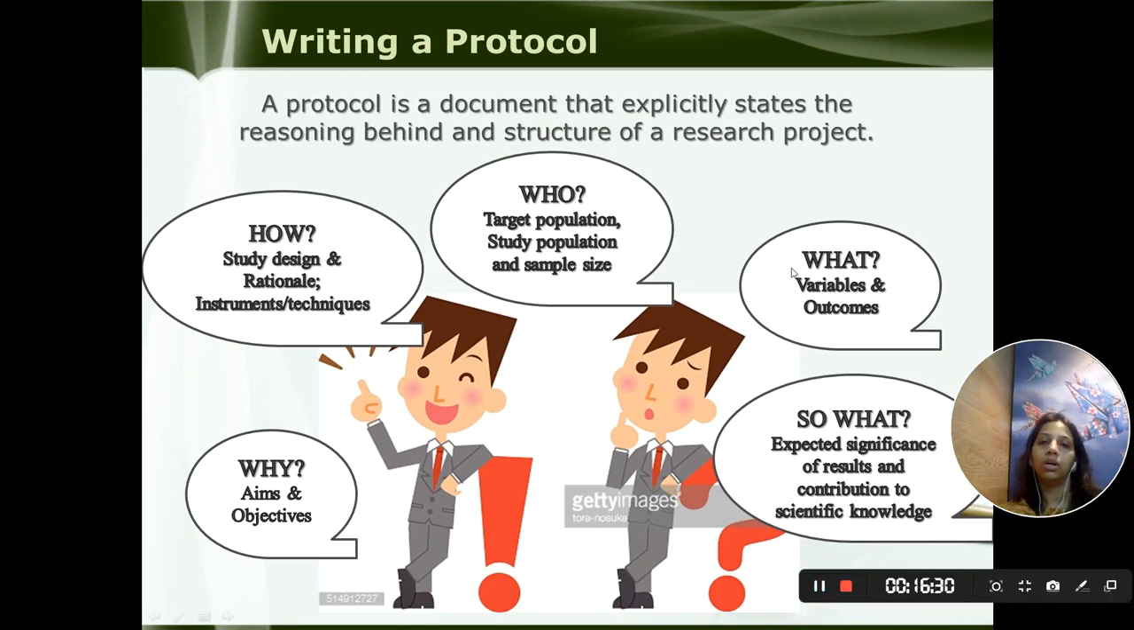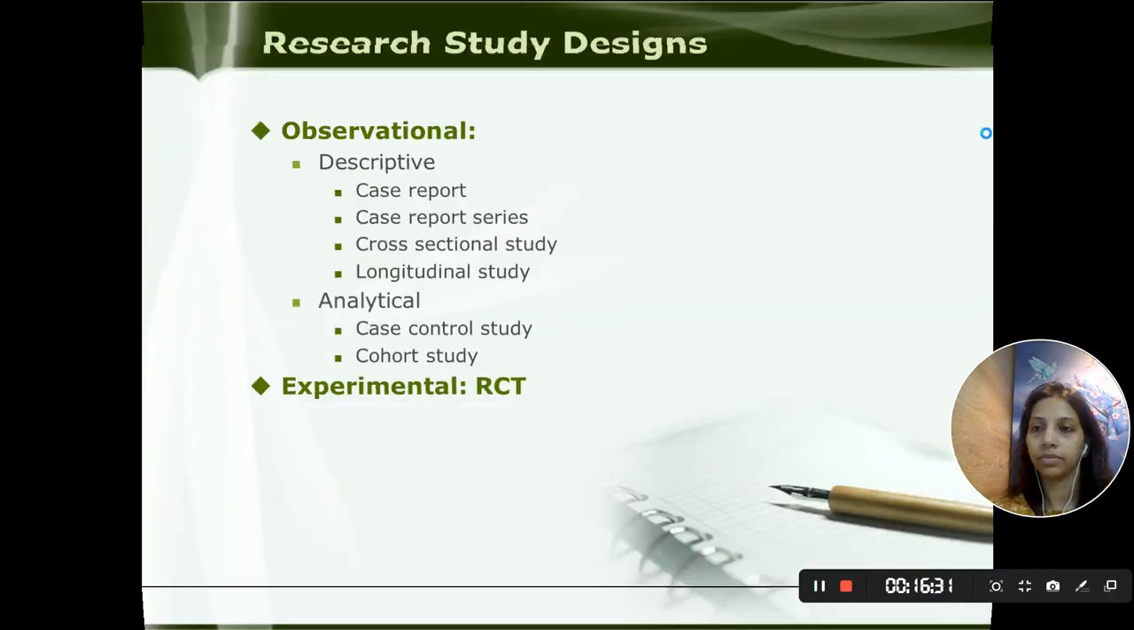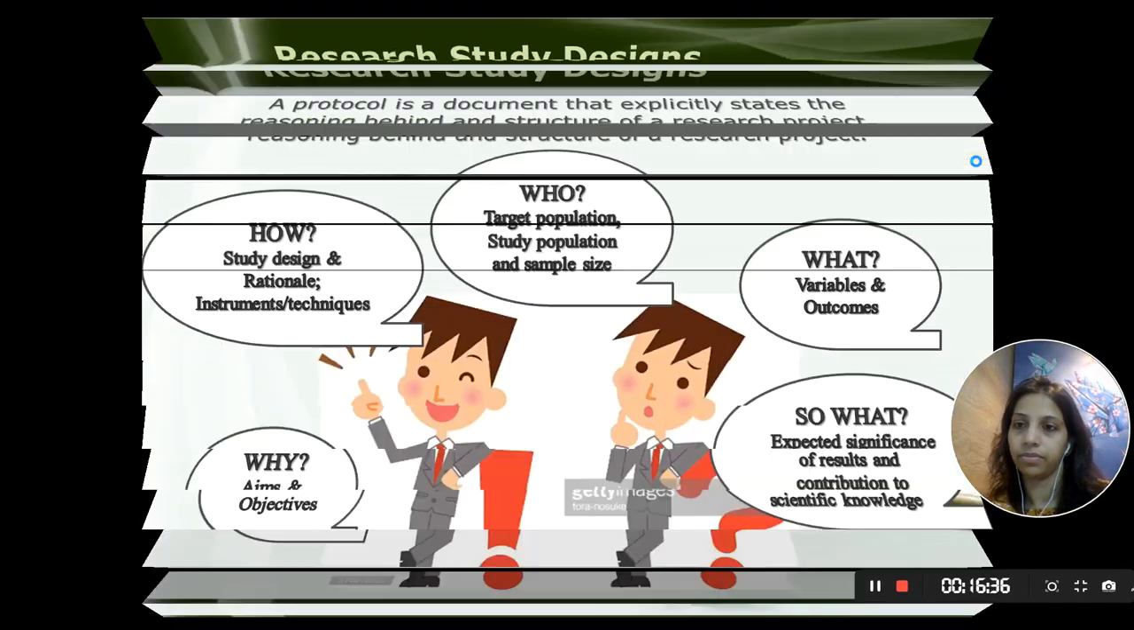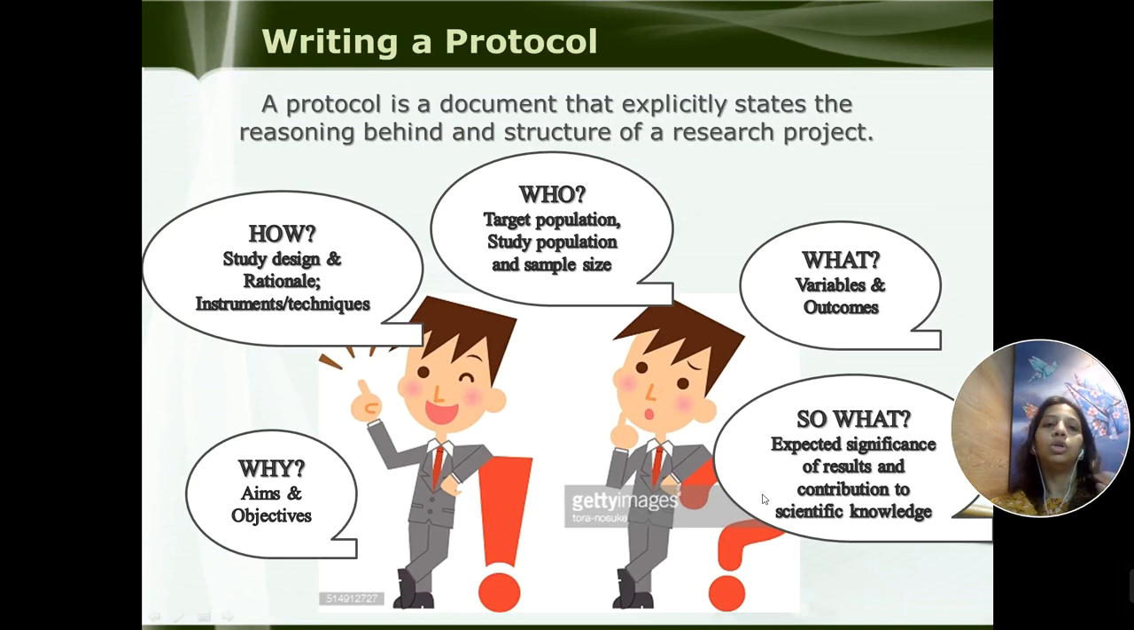So what are the various things which need to be involved in your protocol which you submit to the institutional review board? So protocol is a document that explicitly states the reasoning behind and the structure of your research project. So it needs to be very specific to get approval by your IRB. So what all it needs to contain?